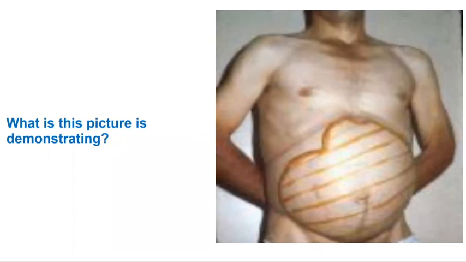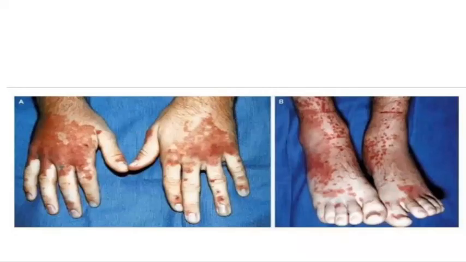Here, by inspection of the abdomen, there is an abnormality. What do you think this abnormality is due to? Again here in the skin, there is a change in the color resulting in this abnormality. What is the possible underlying cause for these changes? Again, this is the abnormal color of the skin. What is your diagnosis?